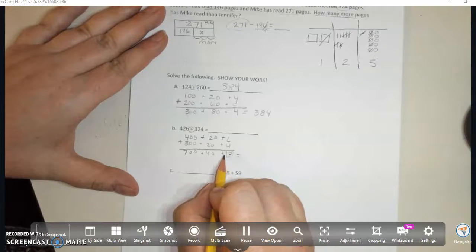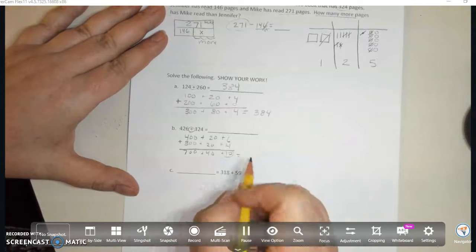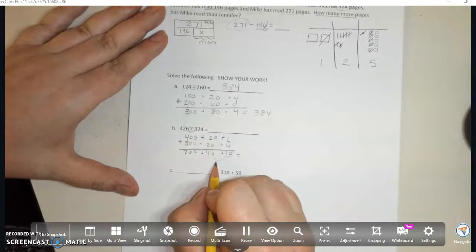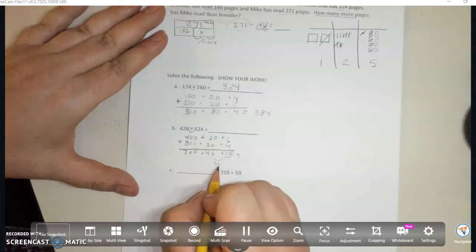But I need to notice that this is a full 10. It's not a 1 anymore. So I'm going to need to add these two together, which would be 50, making this 750.